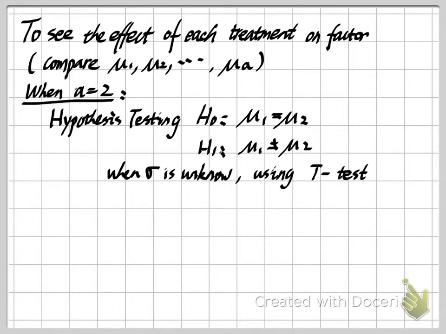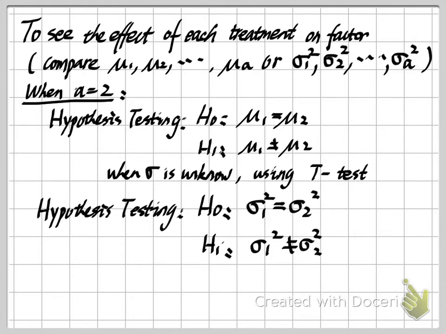So the other thing is we can also do a hypothesis test about the variance. The only difference is that now we talk about sigma squared, sigma 1 squared and sigma 2 squared. But the idea is very similar. It still uses a hypothesis test about two samples. And then you can look at my video about the hypothesis test about two samples to see how to do this. So this is about when we only have two levels or two treatments.